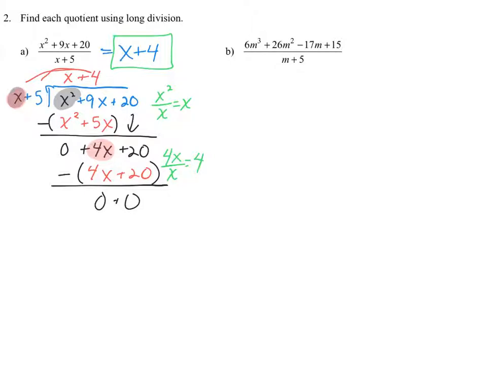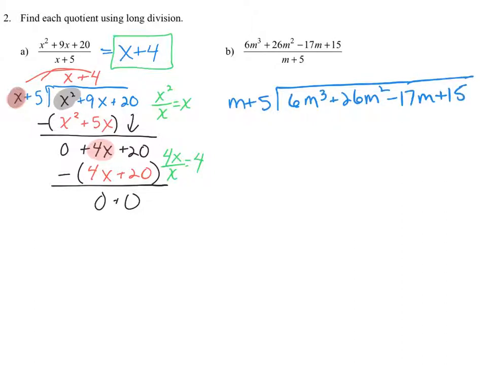Going on to part B, we're going to set up the long division problem when we're dividing the polynomial 6m to the third plus 26m squared minus 17m plus 15. We're dividing that entire polynomial by m plus 5. Let's set up the long division process. We put m plus 5 in front, and then the quantity 6m to the third plus 26m squared minus 17m plus 15.